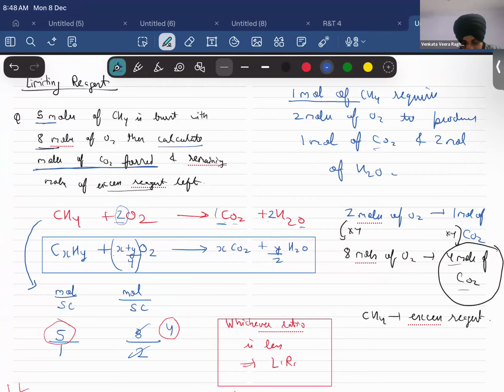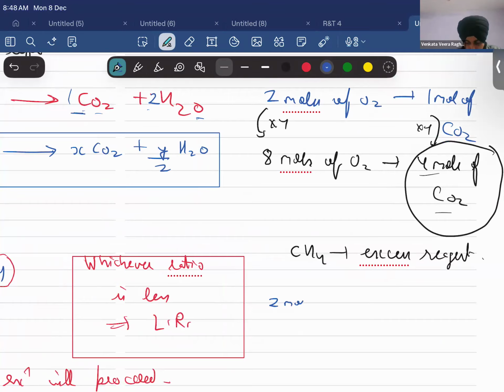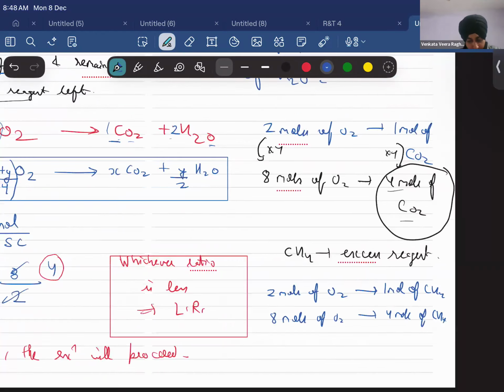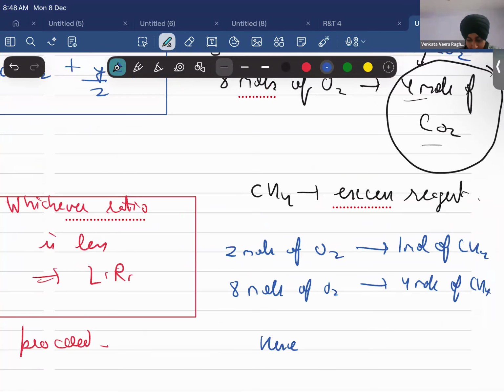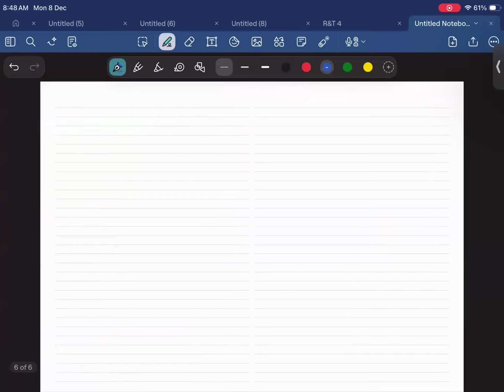Because I know the relation between CH4 and O2, isn't it? That if I am having 2 moles of O2, it requires 1 mole of CH4. That is my relation. Now, if you have 8 moles of O2, we require just 4 moles of CH4. But I am given 5 moles of CH4, hence 1 mole of CH4 is left. I hope it is 100% clear to you. Yes, sir. Okay. Then comes the final question for the limiting reagent, and then this concept is also done for us.